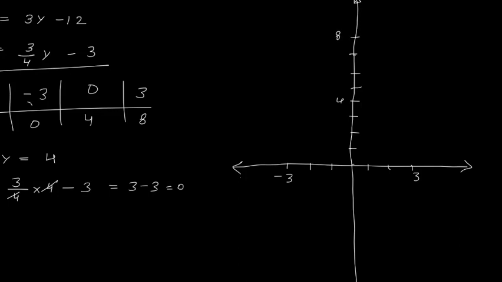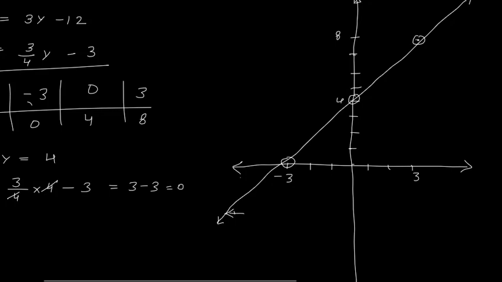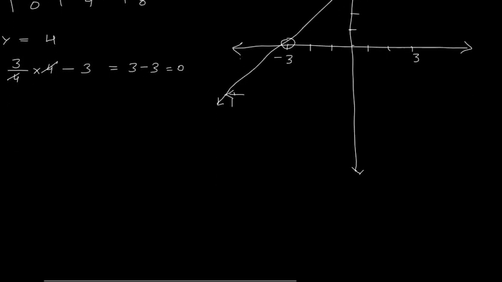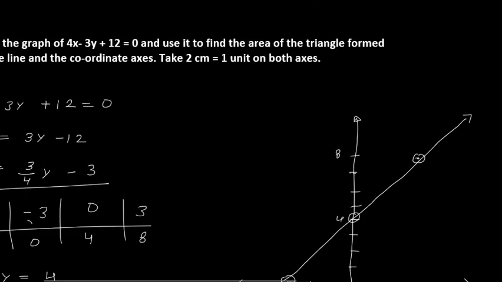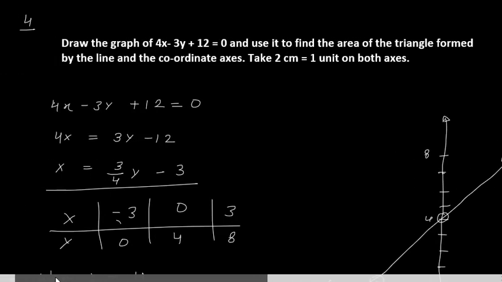Okay, now the points are minus 3 comma 0. So 1 point is here, then 0 comma 4, 1 point is here, then 3 comma 8. So again I have 1 point somewhere here. So these are the 3 points. I will join them. I will get a straight line. So this line is 4x minus 3y plus 12 equal to 0. Okay, so this is your fourth question.